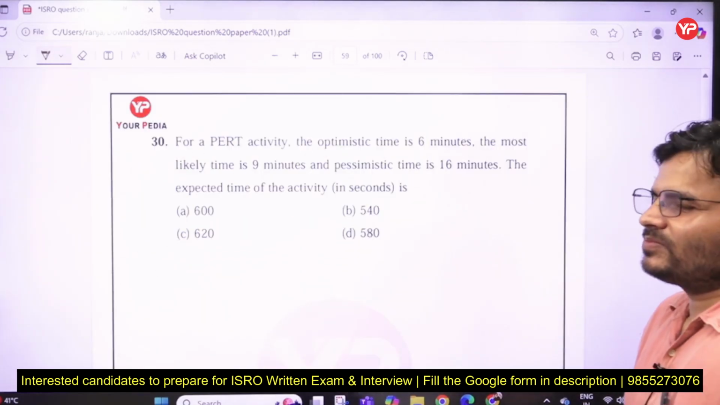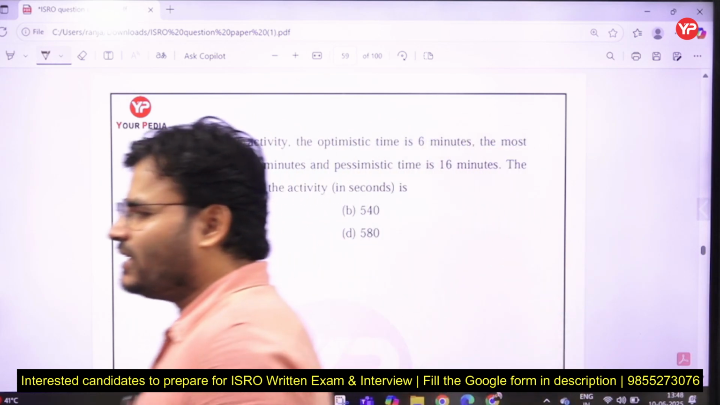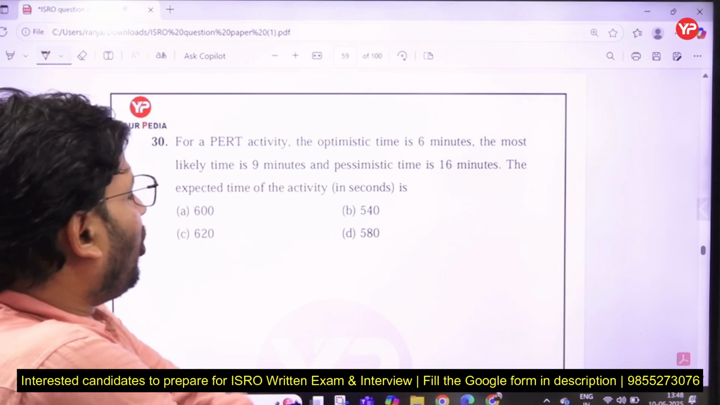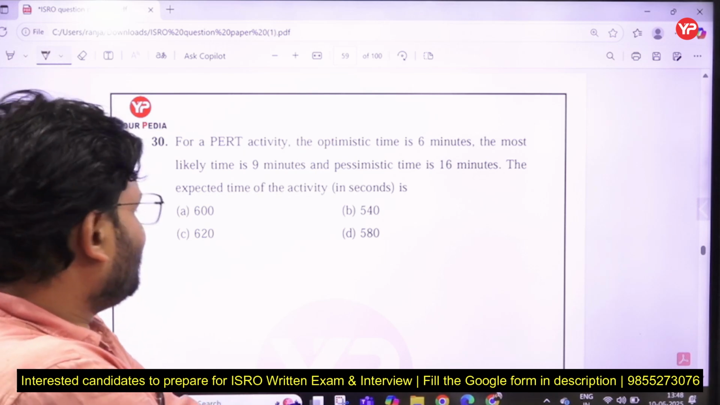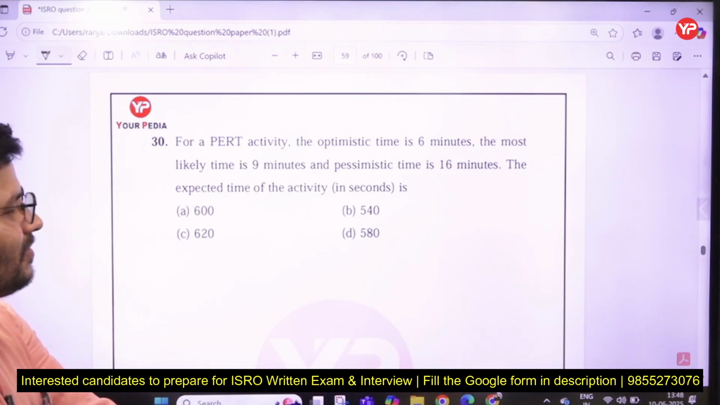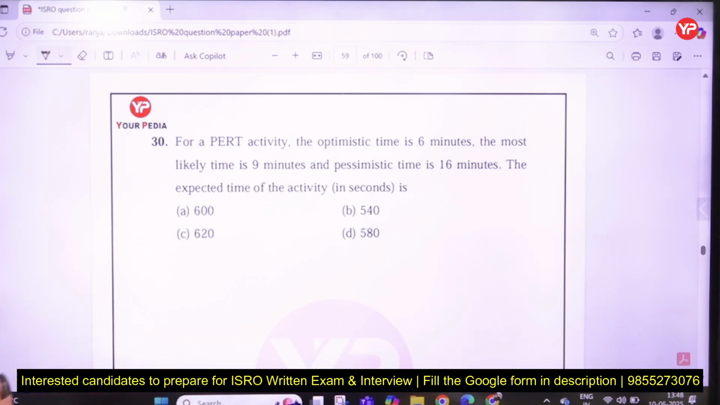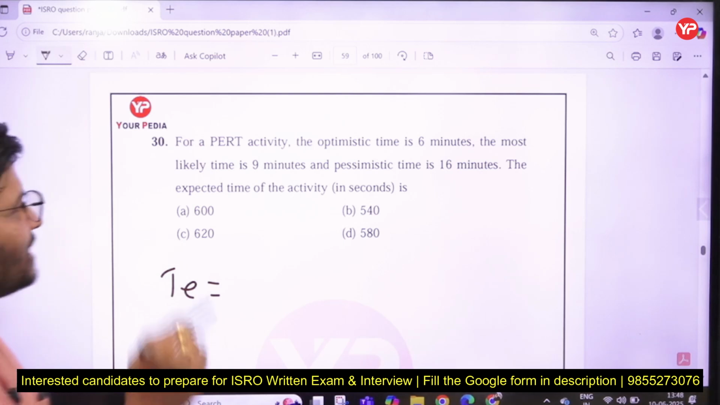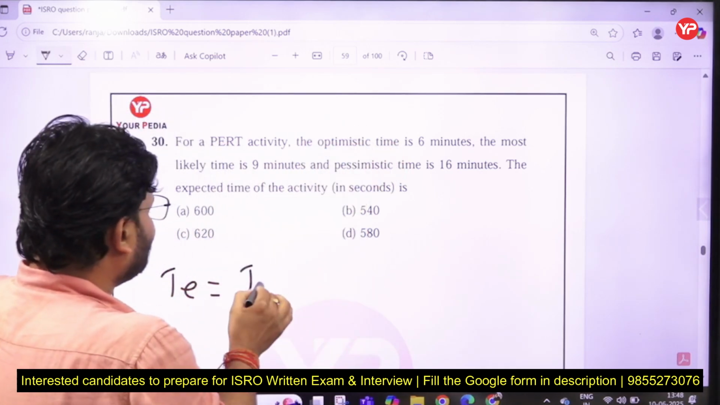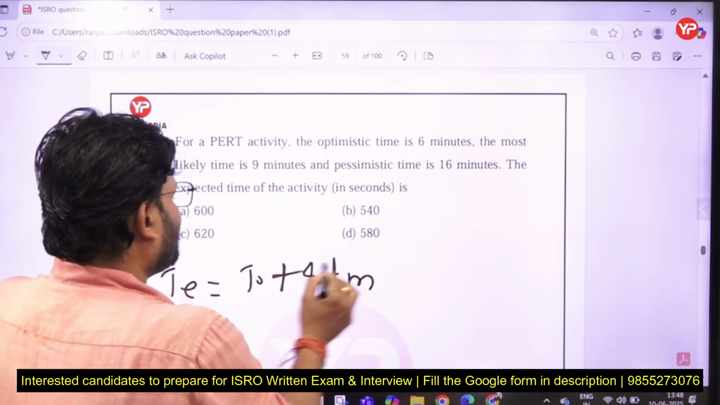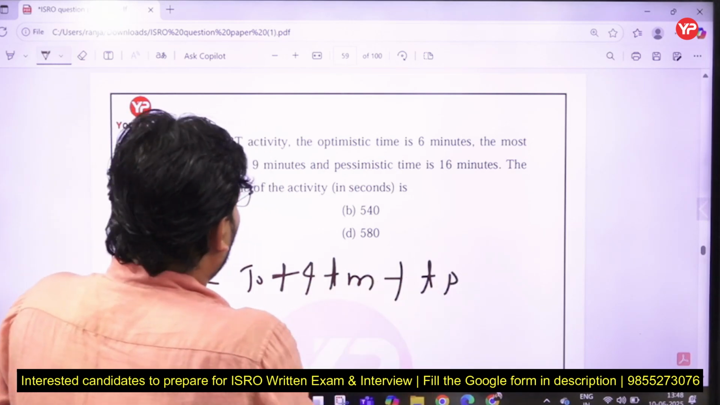The next question has again been taken from industrial engineering. For a PERT activity, the optimistic time is 6 minutes, the most likely occurrence time is 9 minutes, and the pessimistic time is 16 minutes. The expected time of the activity TE, you have to calculate in seconds. What is the optimistic time? This is called TO. The expected time is TO plus 4 TM plus TP, whole upon 6.